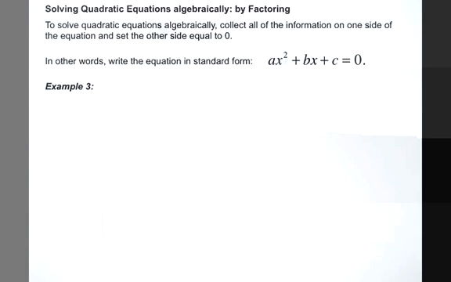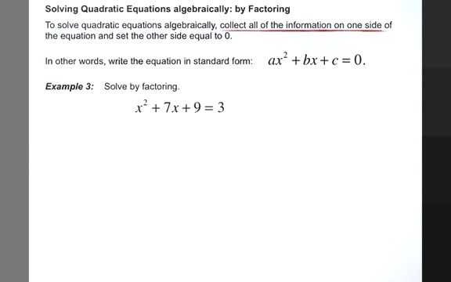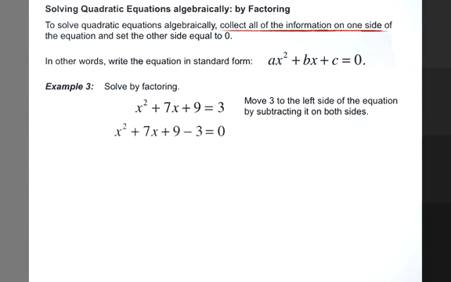Let's look at a third example. We'll solve this one by factoring. First, we'll collect all the information on one side. So we'll move the 3 to the left side of the equation by subtracting it on both sides. So this results in x squared plus 7x plus 6 equals 0. Now we're ready to factor.